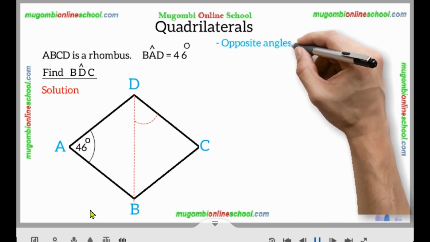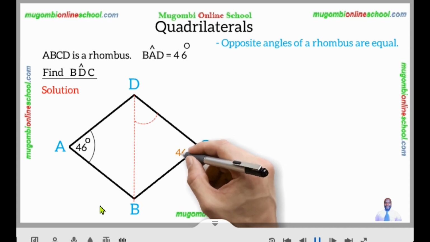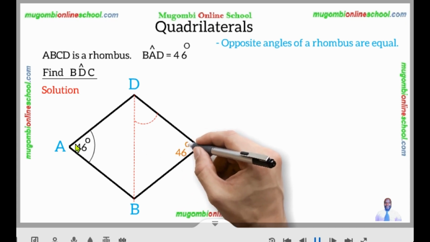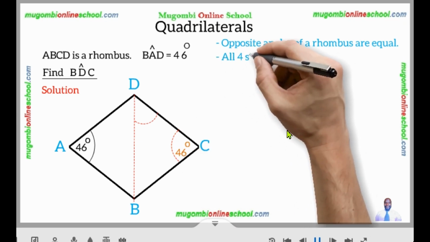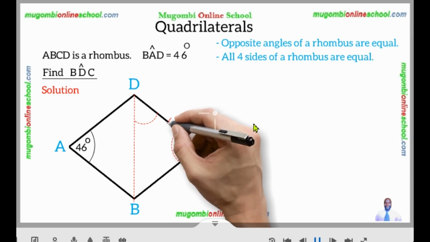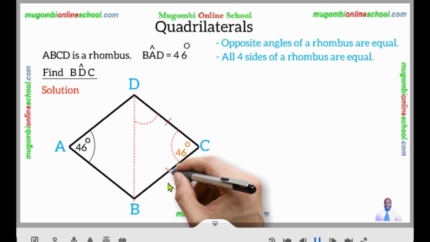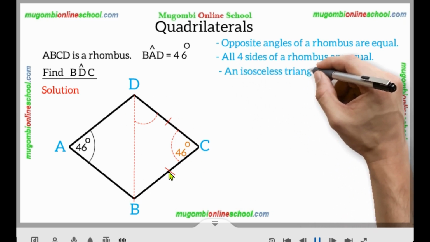So for us to find this angle, we have to understand the properties. All opposite angles of a rhombus are equal. So this one is opposite to angle BAD, so it is equal to 46 degrees. And then another property, all four sides of a rhombus are equal. This side is also equal to this one, also equal to this one and this one. But in this case, we just need this one, this concept.